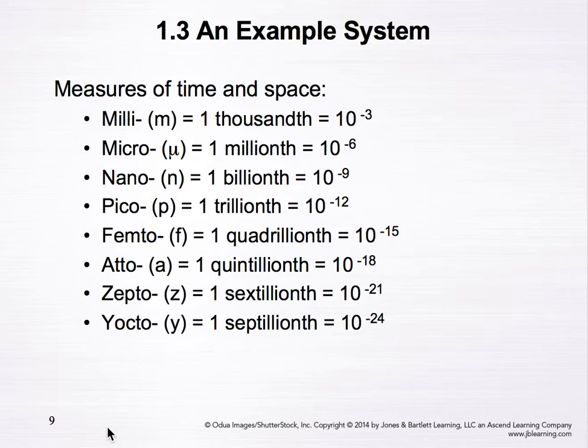Some other measures of time and space can also be used. For example, milli, with a lowercase m, is 1,000th, that's 10 power negative 3. Micro is 10 power negative 6. Nano is 10 power negative 9, and so on. So you have other measurements as well to measure time and space.